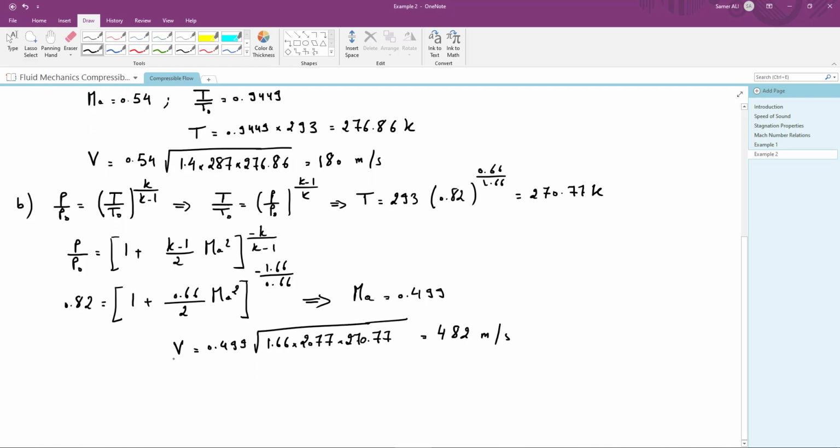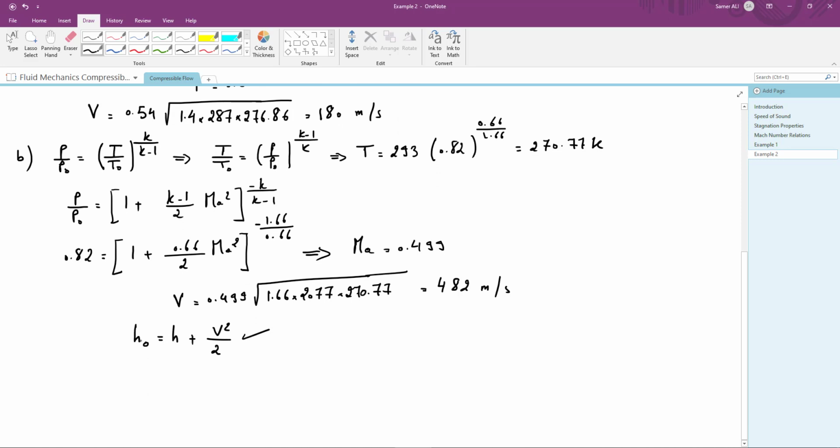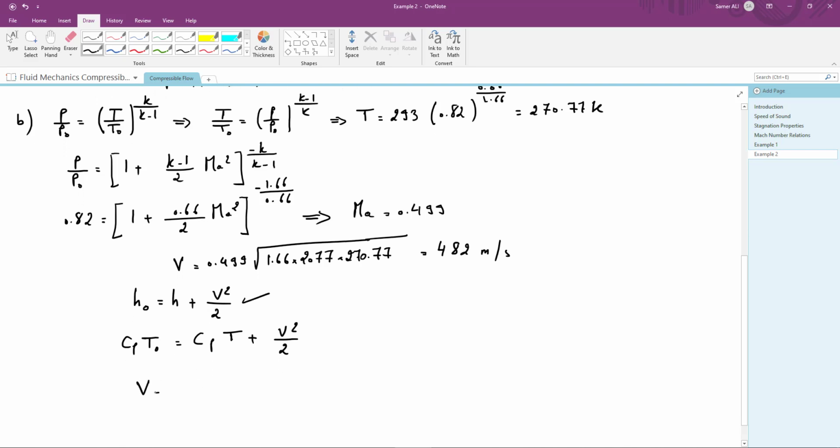So a second method to solve for the flow velocity of helium is to use the stagnation enthalpy. And as we said, the stagnation enthalpy H naught is equal to H plus V square over 2. So instead of finding the Mach number, you can find the velocity directly from this equation. So the stagnation enthalpy H naught is Cp T naught, which is equal to H, which is Cp T, plus V square over 2. So the velocity here will be equal to the square root of 2 Cp (T naught minus T).